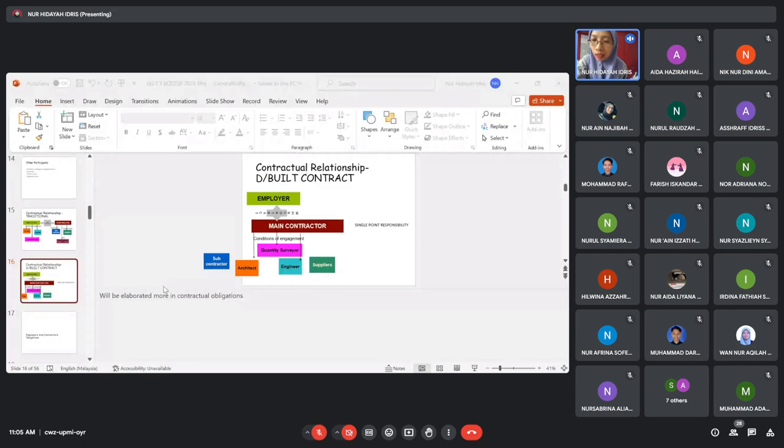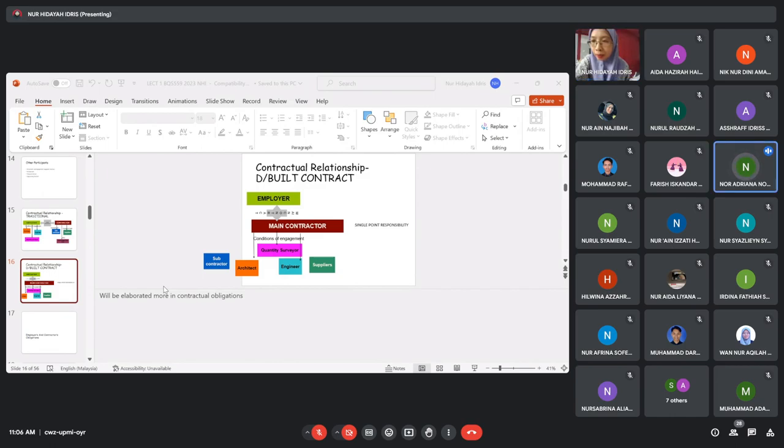Design and build contract is actually introduced more to the employer's side, especially for the risk, because the employer wishes not to take so much risk in a contract. Hence they will transfer all the risk to the main contractor. So that's why the word single point responsibility is used here. Single point means whatever happens under you, you are going to be responsible. It's you, and you over again. No one else.